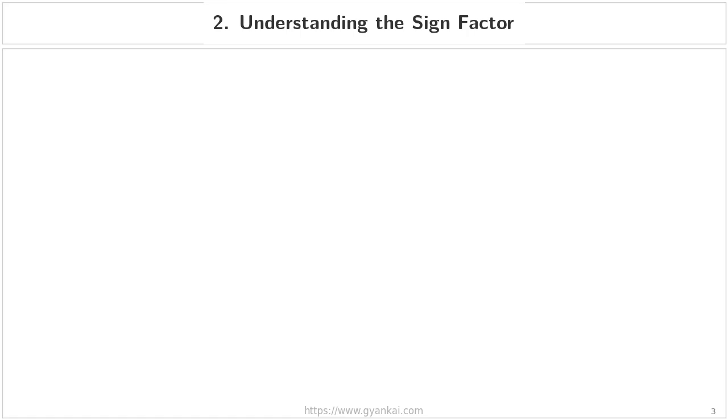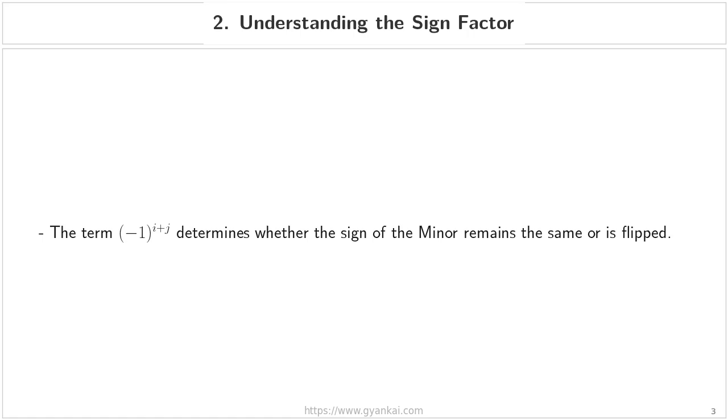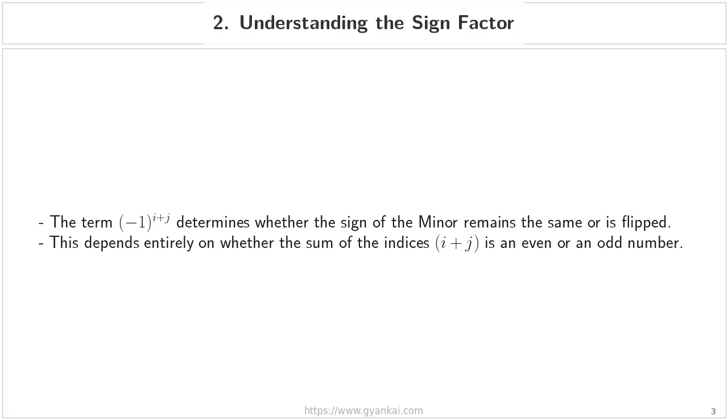Two, understanding the sign factor. Now that we have the formal definition from the previous slide, let's dive deeper into the mechanics of that sign factor. You'll notice the term -1 raised to the power of i plus j. This specific part of the formula is what determines whether the sign of your minor stays exactly as it is, or if it gets flipped to its opposite. The key to mastering this is to look at the sum of your indices, i plus j. It all depends on whether that sum results in an even or an odd number.